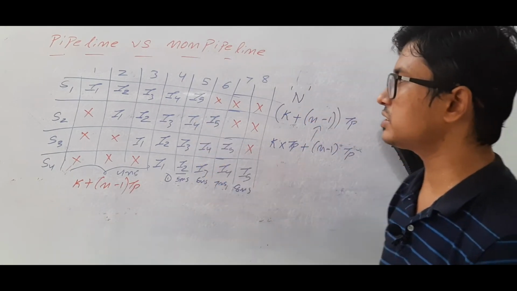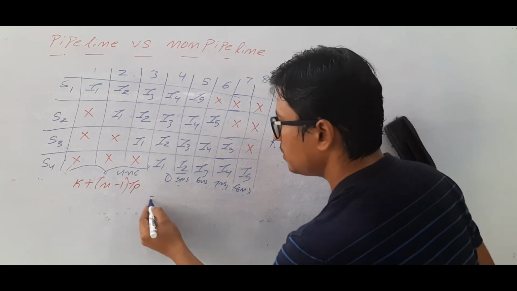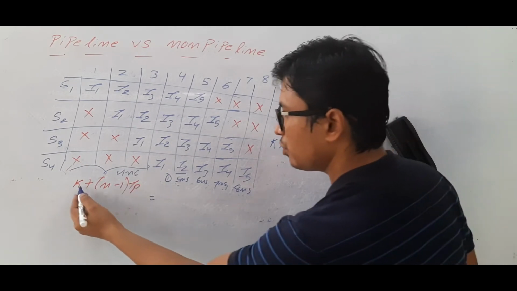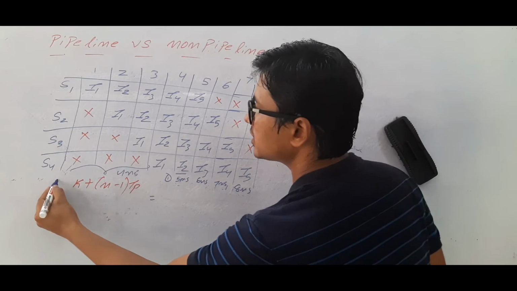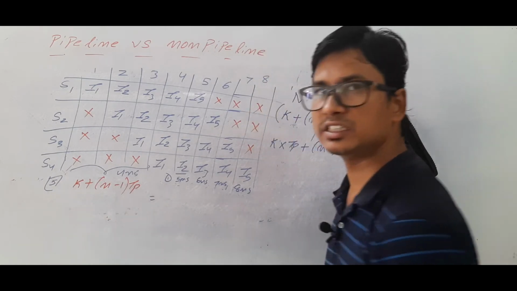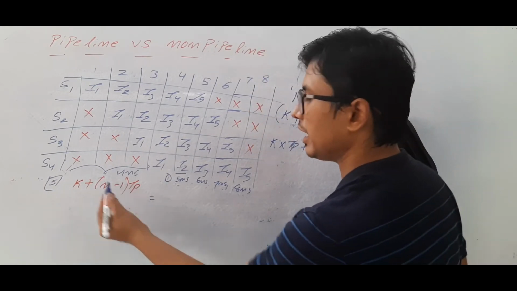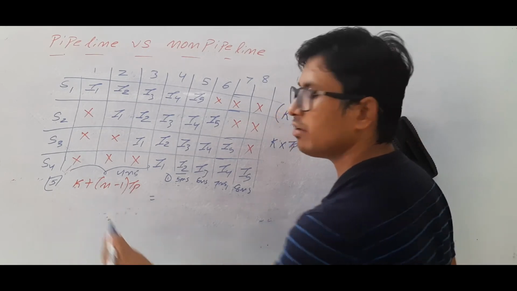So if you want to check, let's check this one. How many stages does the pipeline have? 4-stage pipeline. And how many instructions are we executing? 5 instructions we are executing. So n value is 5 and k value is 4.